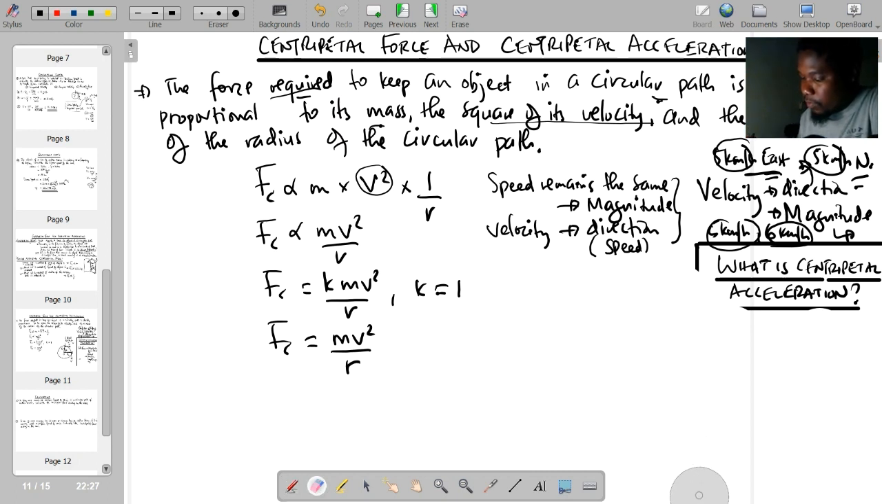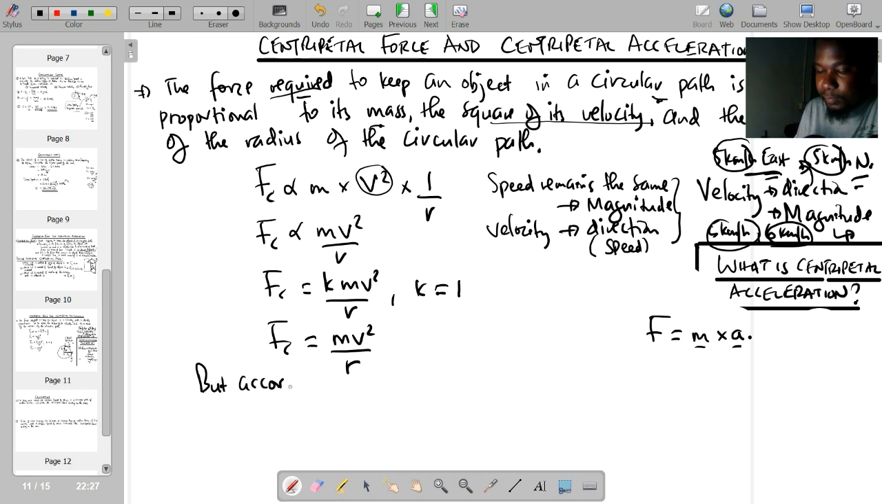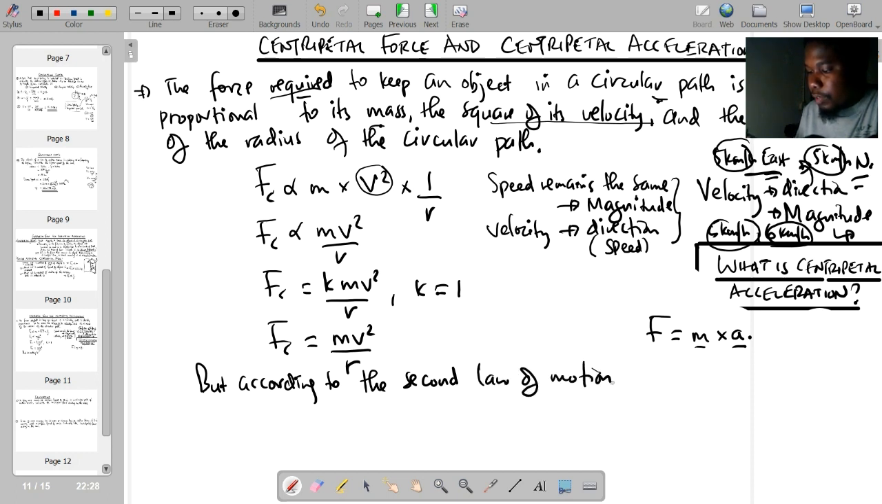Now, the next thing I want us to understand is that I think we remember this from the second law of motion. We said, second law of motion says force is a product of mass and acceleration. This we remember. And if we look at the formula for centripetal acceleration, according to the second law of motion, F equals ma.